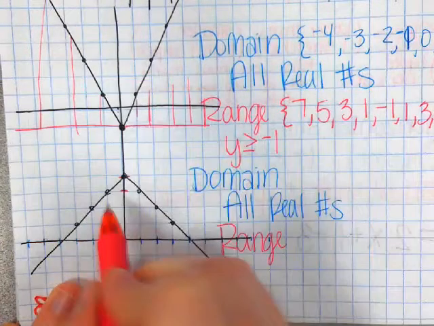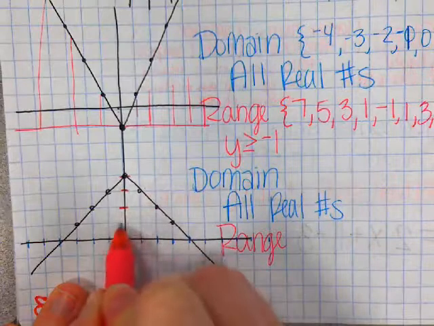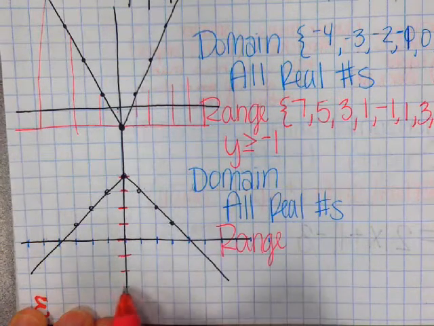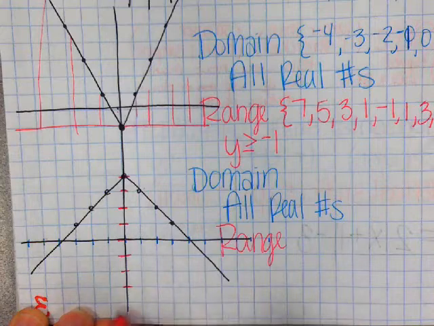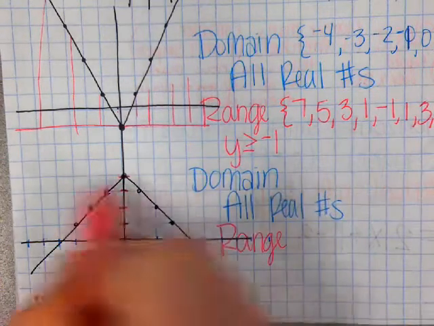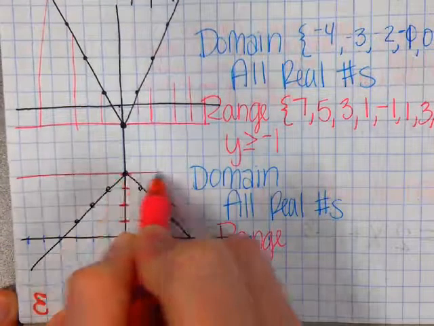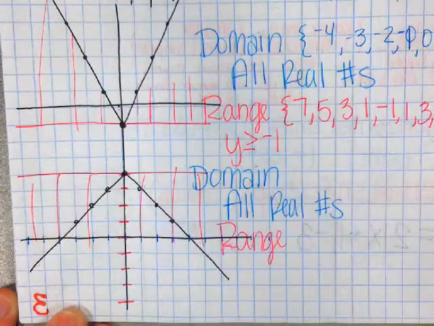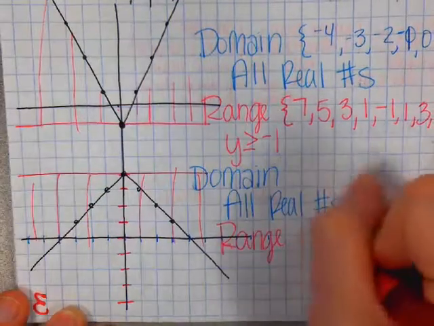I'm going to mark the values. So I have 1, 2, 3, 4. I have values at 3. I have values at 2. I have values at 1. I have values at 0. I have values at -1, -2, -3. These would keep going. But notice there's nothing above that line. They're all down here.